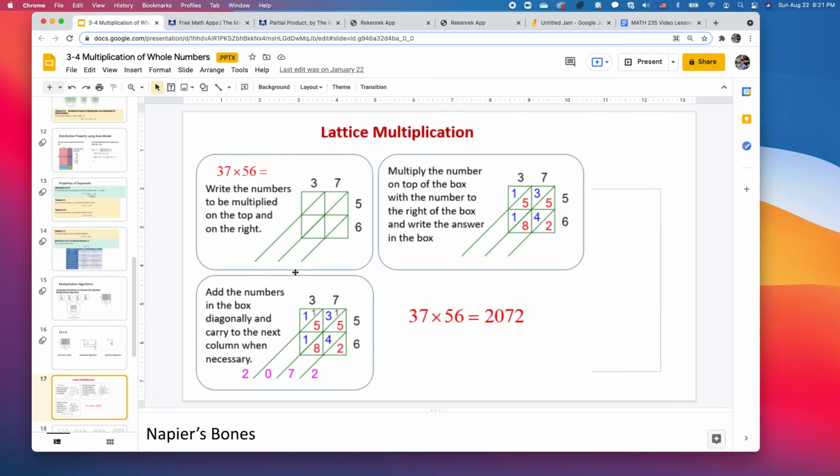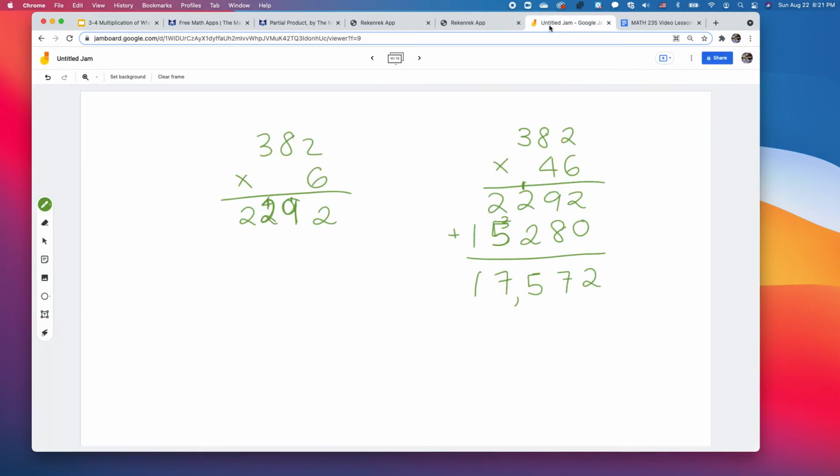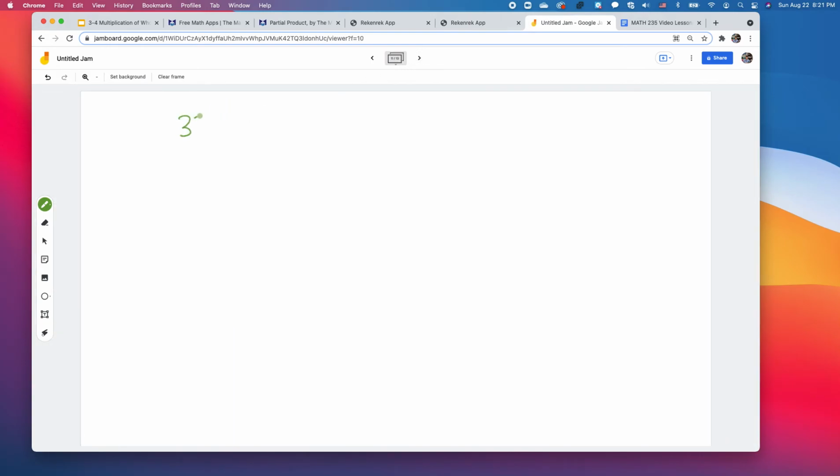Okay, one more thing is the lattice model that I want to show you. 37 times 56. I think Everyday Math uses the lattice model, and a lot of students in the eastern side of this country use the lattice model, and I think that's very useful but not very conceptual, more procedural. So what you are doing here is you're gonna make a lattice like 37 times 56.